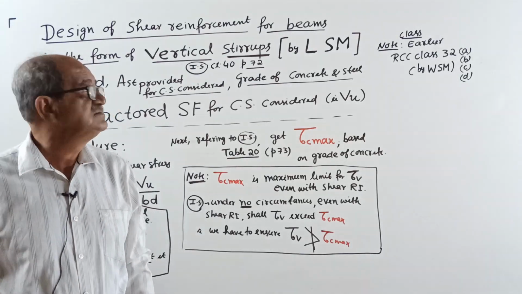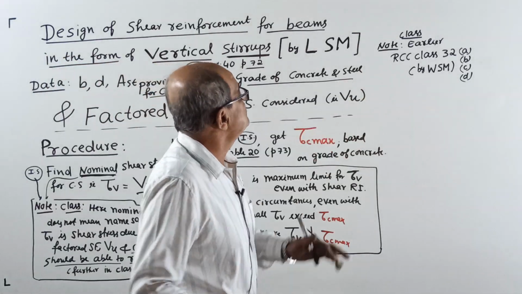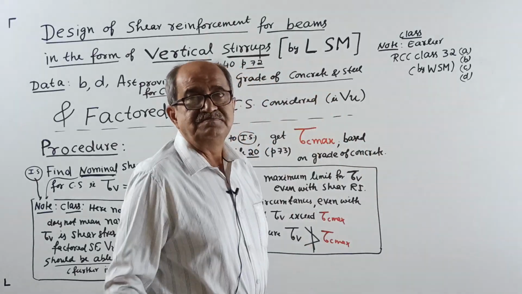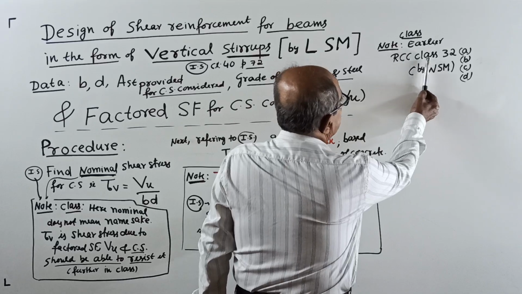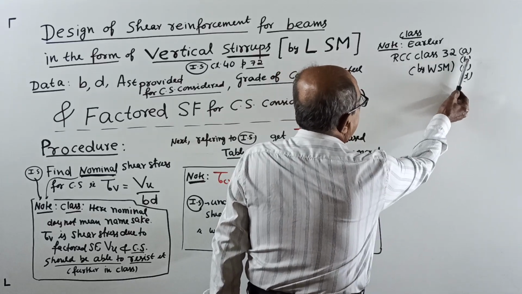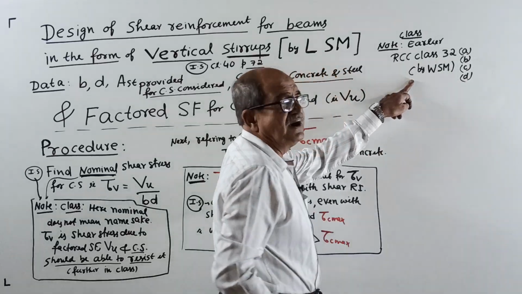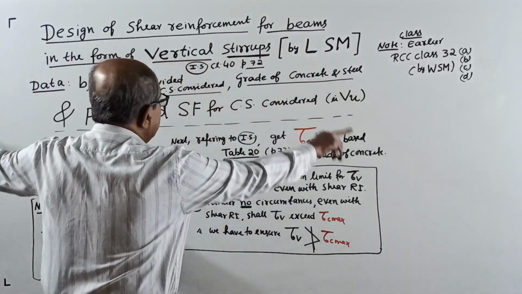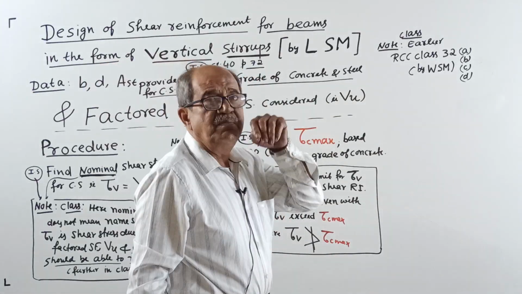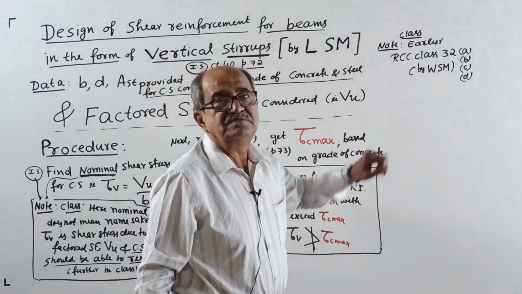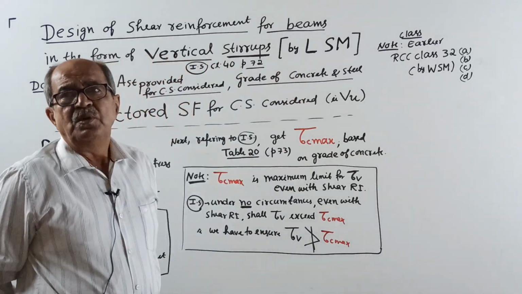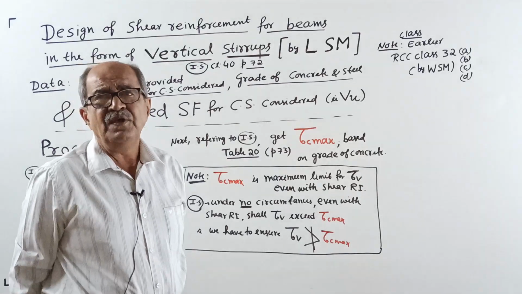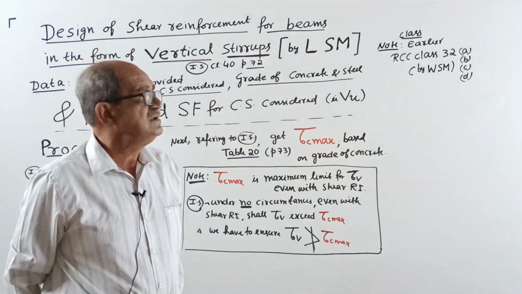Just 4 sessions. See, note. Long back, maybe around 1.5 months earlier I think, you can see there, RCC class 32, A, B, C, D, 4 parts, same thing I uploaded. But at that time, it was working stress method. Now this is limit state method. Limit state method is more important because at present we design by limit state.